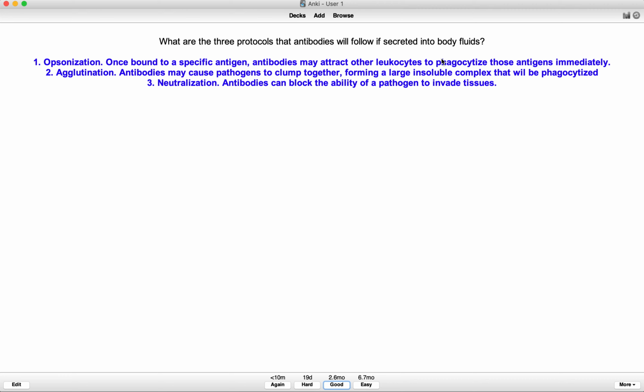Opsonization is when an antibody is bound to the antigen, it attracts other leukocytes to kill or phagocytose those antigens immediately. Agglutination is the formation of a large insoluble complex of pathogens that will be phagocytosed. And neutralization is antibodies blocking the ability of pathogens to invade tissue.